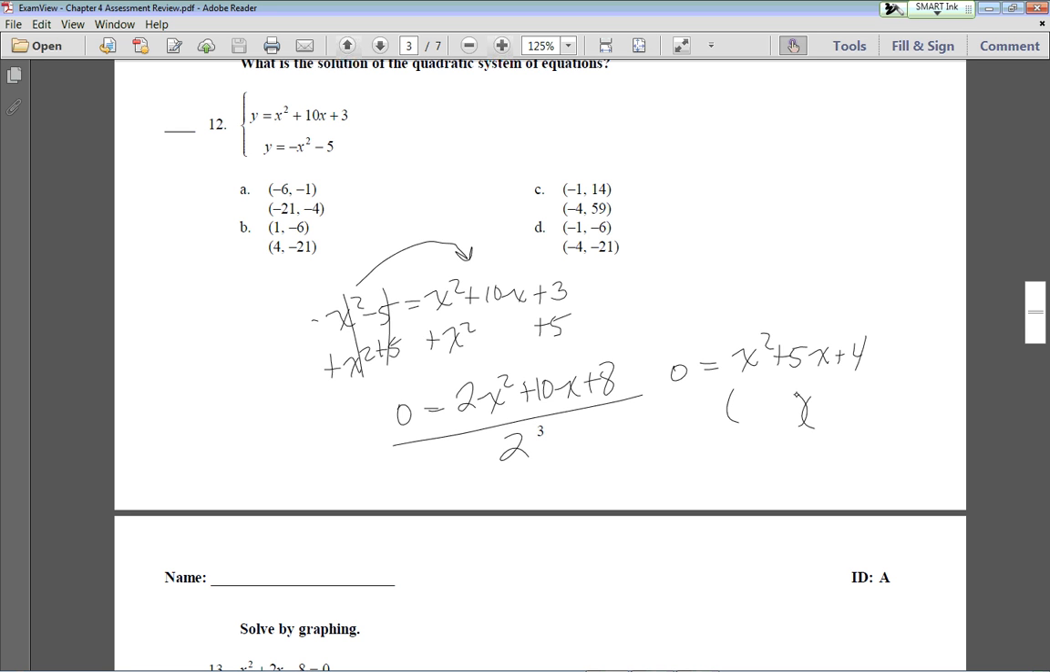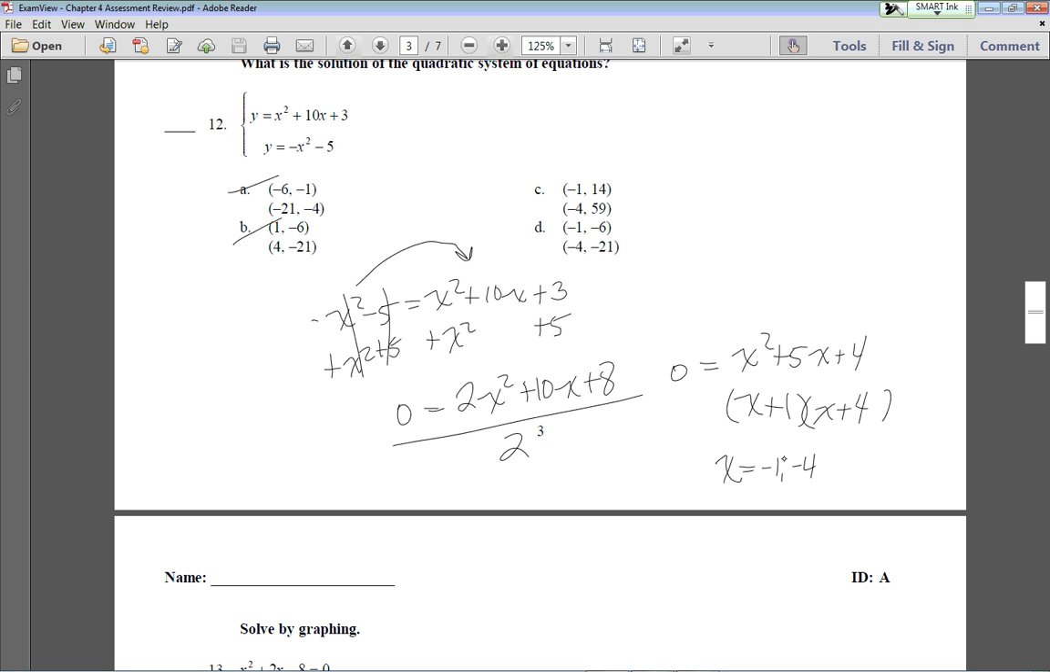So let's factor it. We get x and x. Again, positive and positive, so we know plus and plus. The only factors of 4 are 1 and 4. Well, there we go. That equals 5. Now, remember, set each one of these individually equal to 0 and solve for x. So after you do that, you get x equals negative 1 and x equals negative 4. That one's gone. That one's gone. Oh, well, it's narrowed down to C and D, so now we have to figure out even further.